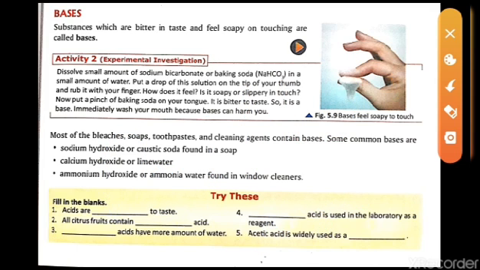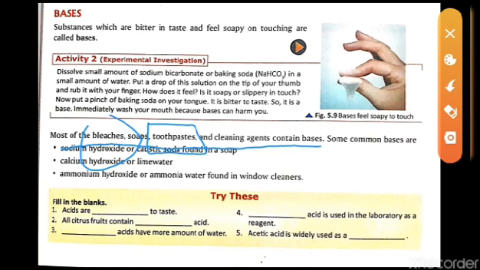Most bleaching agents, soaps, toothpaste and cleaning agents contain bases. Just like our soaps that we take a bath with, when we touch them we feel they are very slippery and we can't handle them. The toothpaste is also slippery. Bleaching powders and cleaning agents like detergent powder are all very soapy in nature, and their taste is also very bitter. So this is, simply, the characteristics of bases.